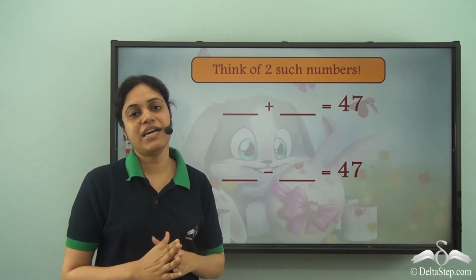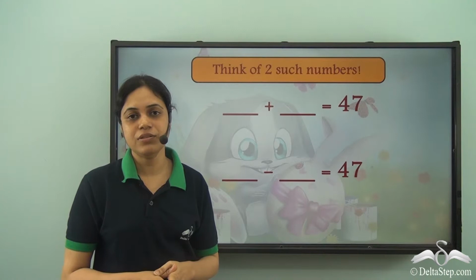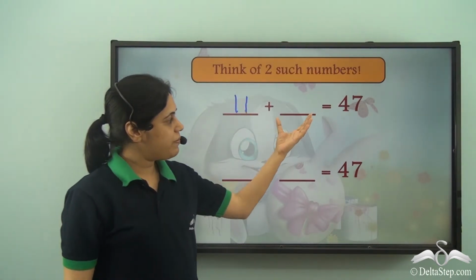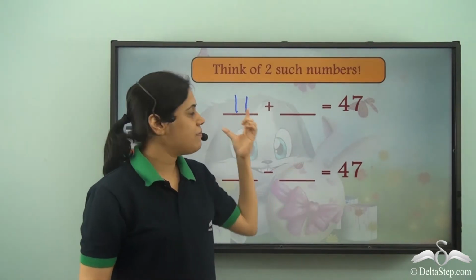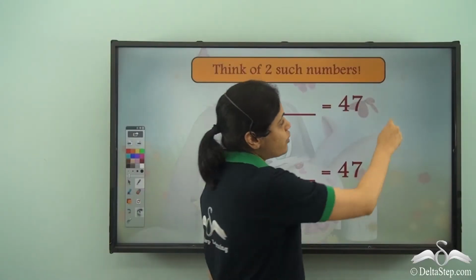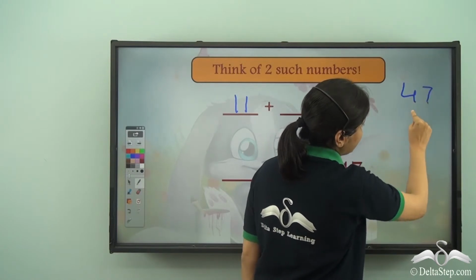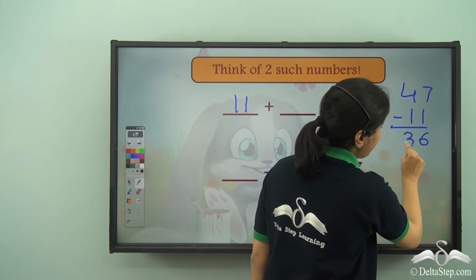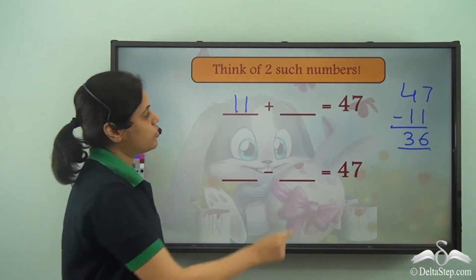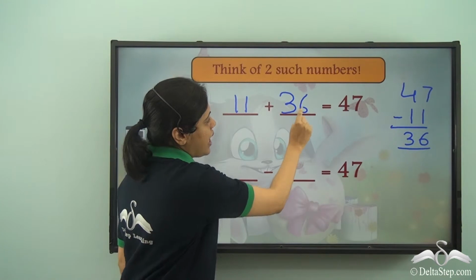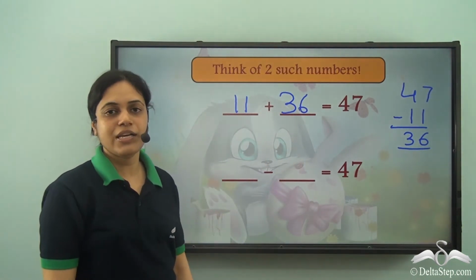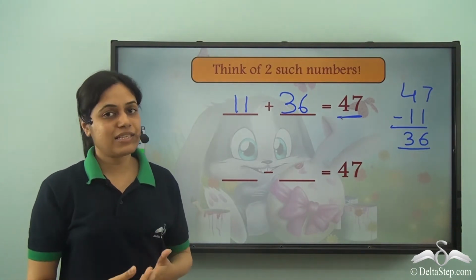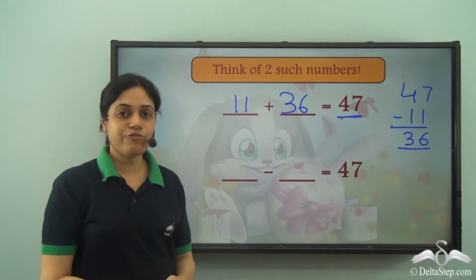Once again, take any number less than 47. Suppose I take 11. So what will be over here? 47 minus 11. What is 47 minus 11? 7 minus 1 is 6. 4 minus 1 is 3. So 36. And if you add 11 and 36, you will see that you actually get 47. In this case as well, you can have a number of answers.